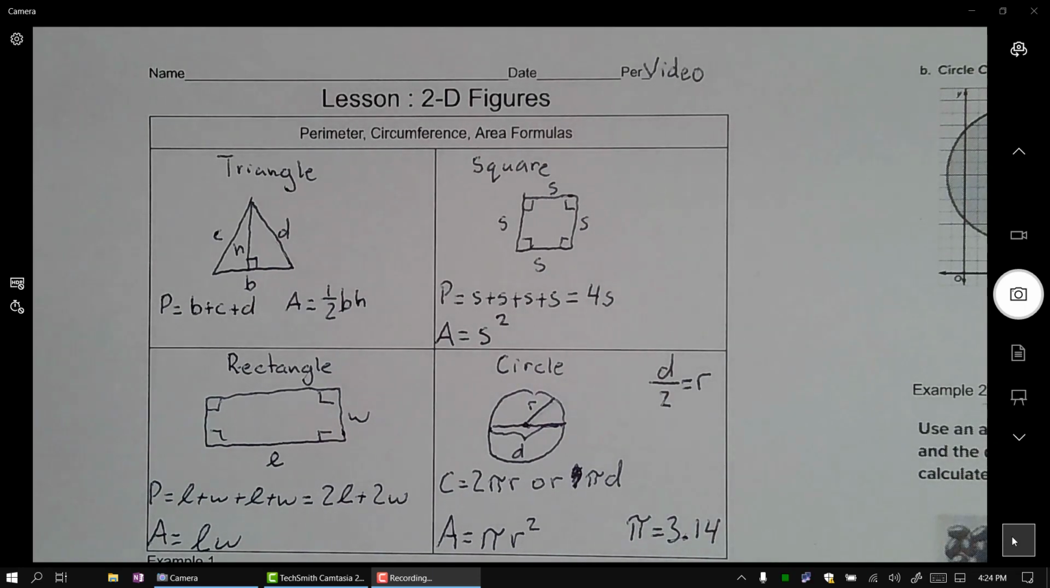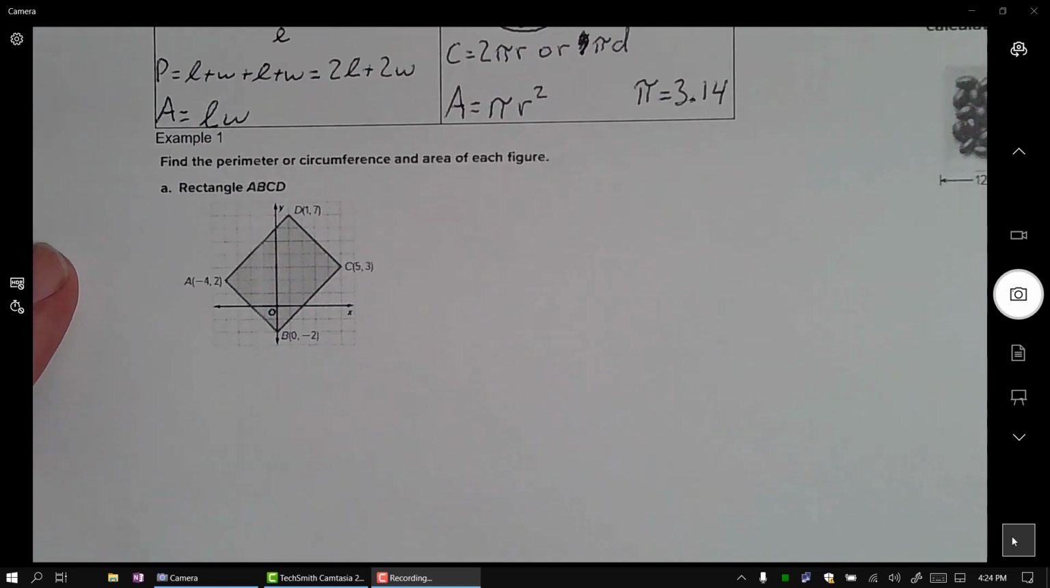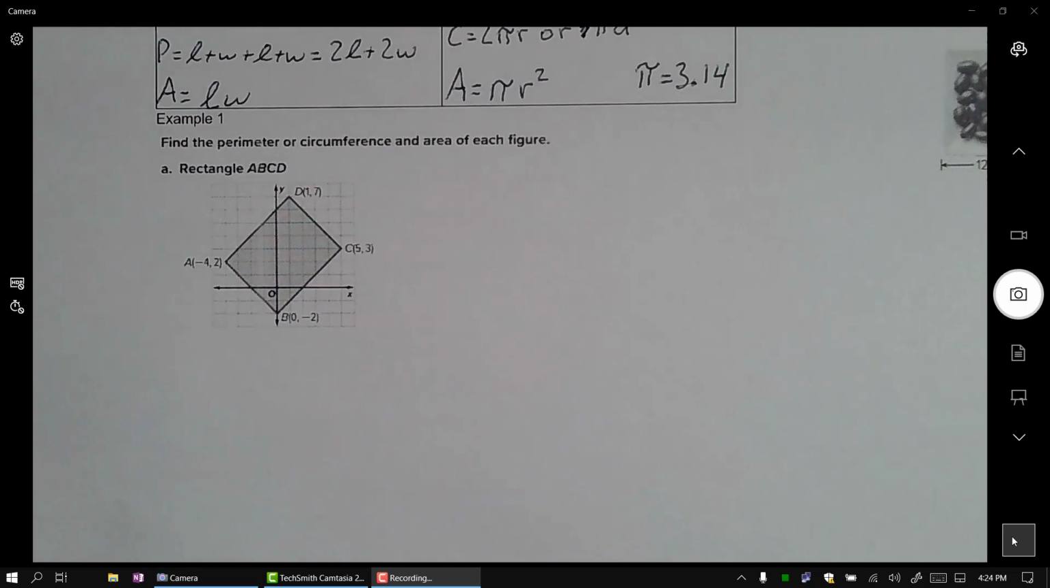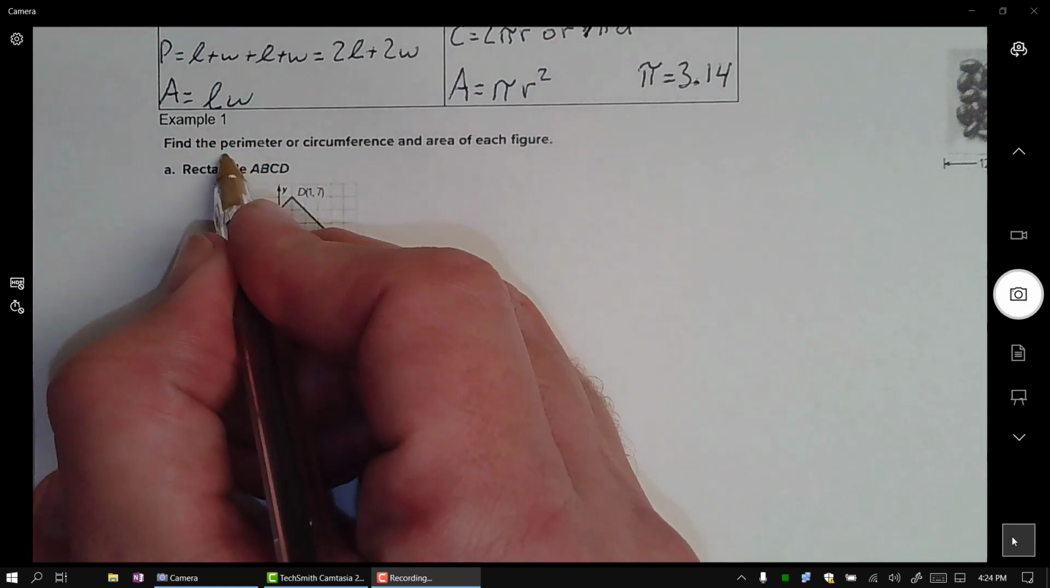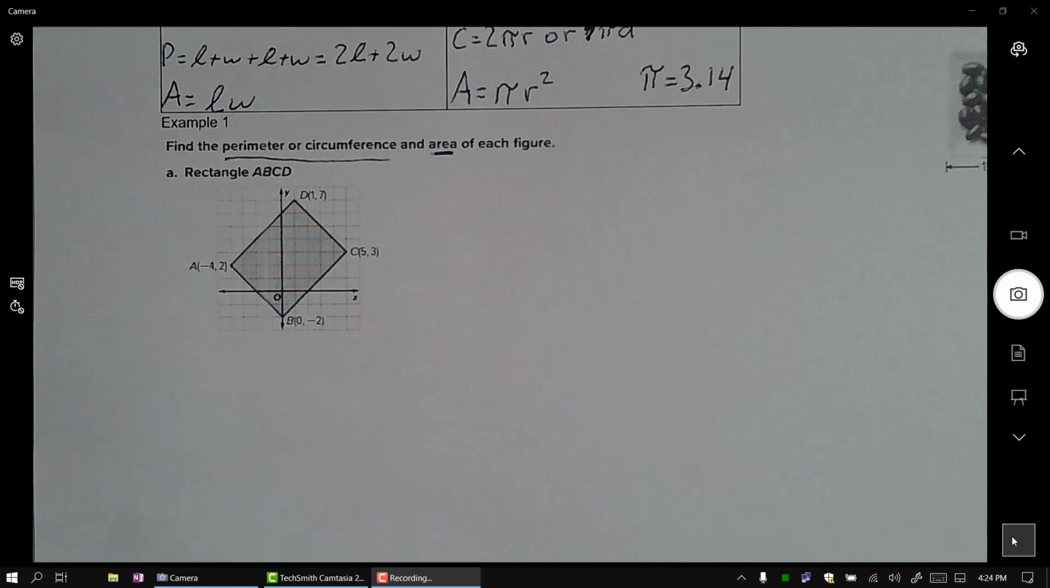So these are our formulas, and these are what we're going to use to find our perimeter, area, and circumference for our given figures. It's going to tell you what you want to find, and then you're going to calculate it out. So let's take a look at example 1. It says, find the perimeter or circumference and area. So I want to find this or this, and I want to find the area for each of the figures. We have a rectangle for number 1.